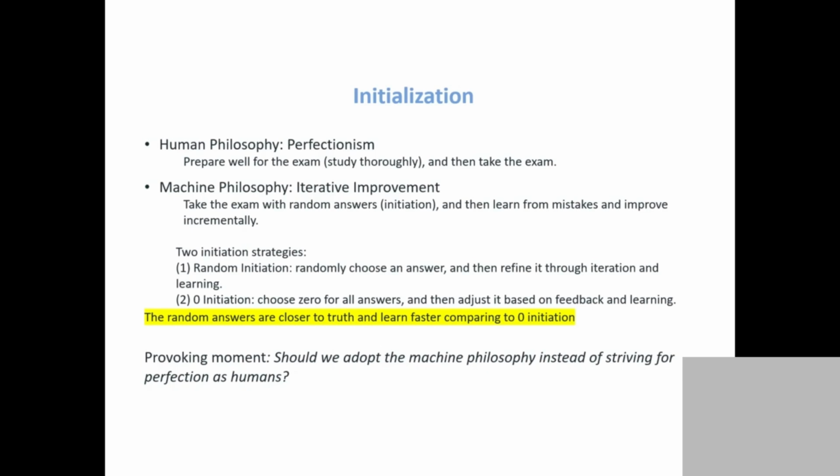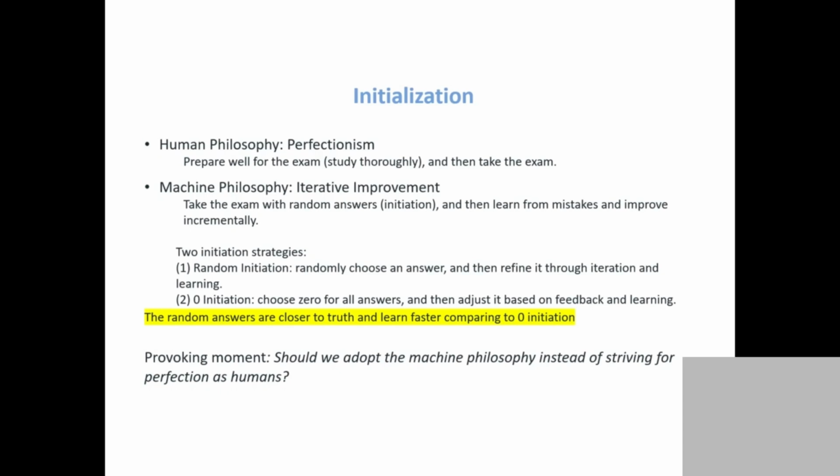For a human, you study and then take the first exam. But the machine just randomly chooses. After the random choice, that is the initialization. Then it learns from the mistakes in its choices, and after 2,000 or 3,000 iterations, the machine will get it right. So the randomization is a very interesting question.